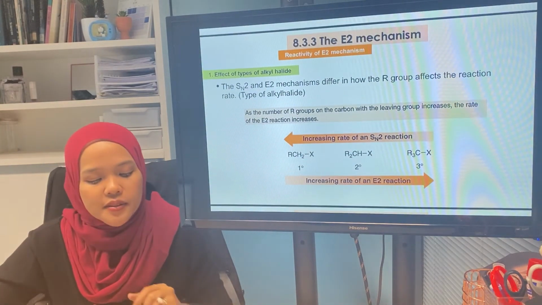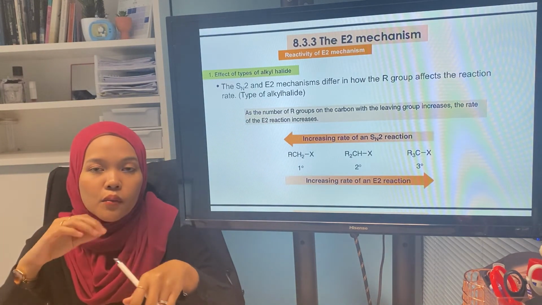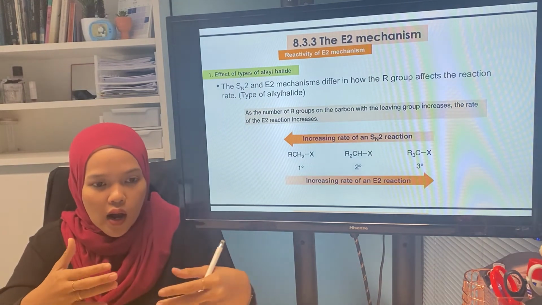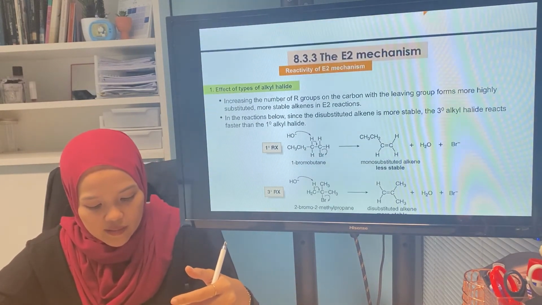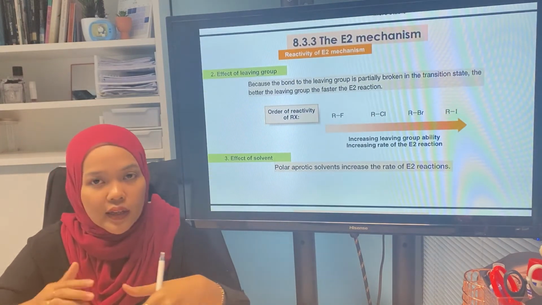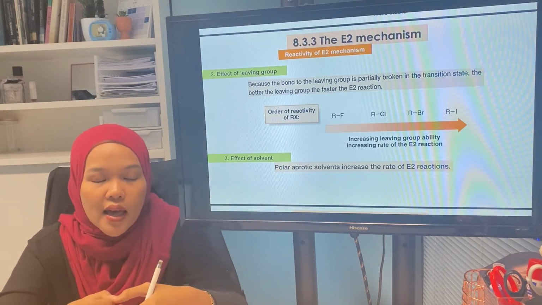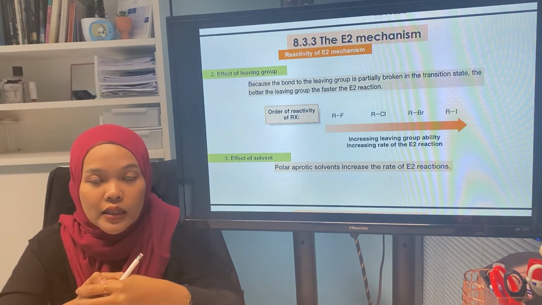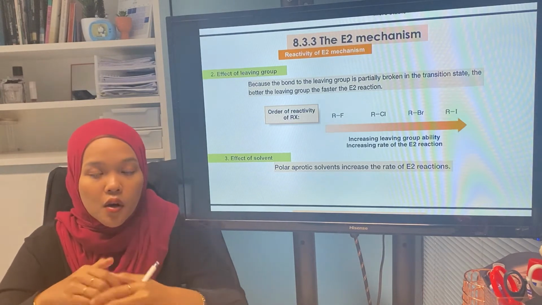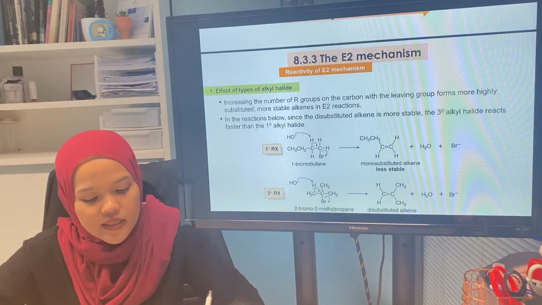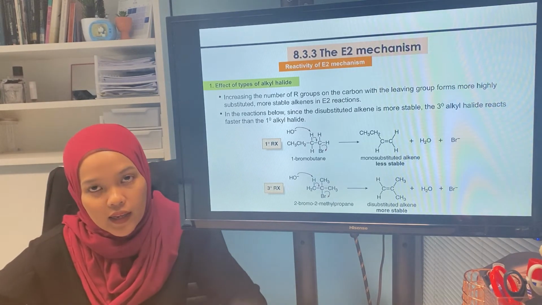Now in terms of the reactivity of the E2 mechanism, we are going to look into the types of alkyl halide, and also the types of halogen or the leaving group. And maybe on the effect of solvent, I will not discuss it. It is not really critical for you. The one that is important is especially the effect of the types of alkyl halide.